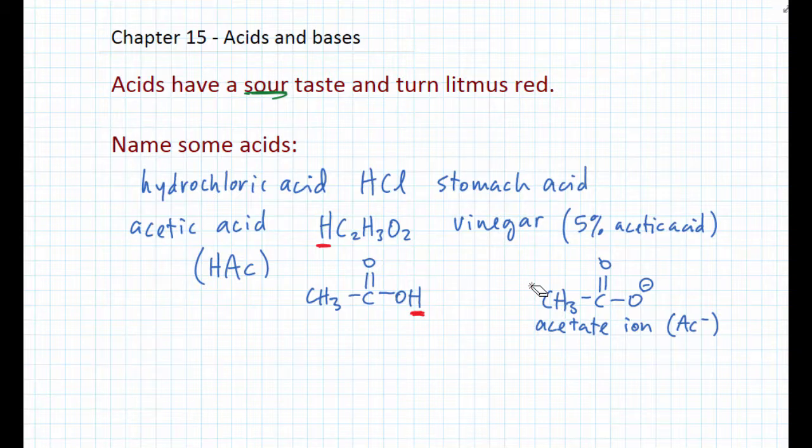I don't know, you may see CH3COOH. No, let's write it right here. All the same thing. CH3CO2H. All of those are describing acetic acid. The acetate ion is different from acetic acid because it's missing the H plus essentially. Okay. So that's why we call acetic acid HAc sometimes.